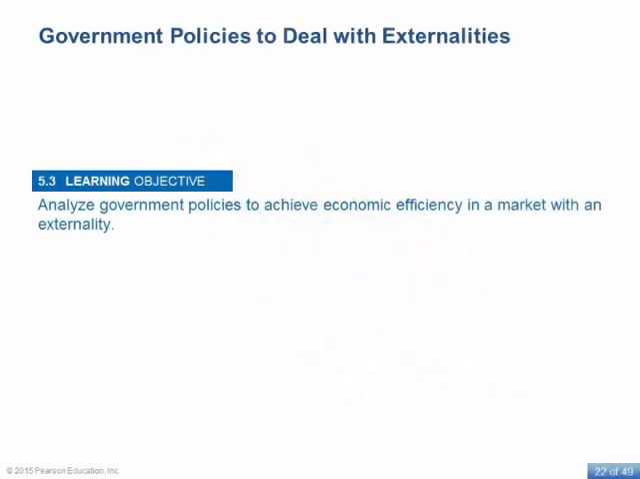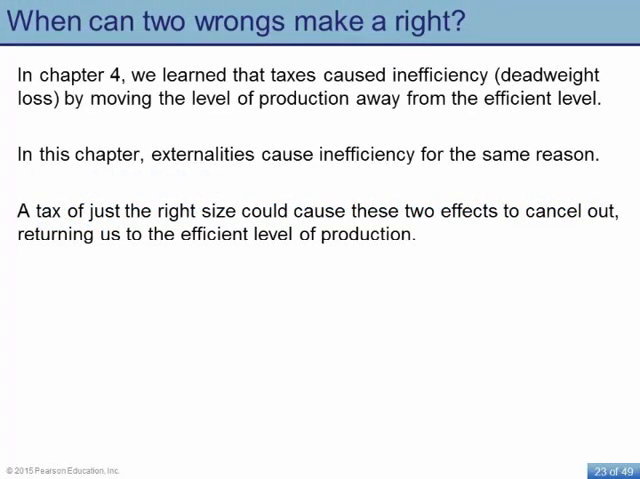Learning Objective 5.3 asks us to look at government policies to deal with externalities. In particular, we want to analyze government policies to achieve economic efficiency in a market with an externality. We learned in a previous chapter, taxes create an inefficient outcome in the marketplace since economic surplus is reduced and deadweight loss occurs. However, we also learned in this chapter, positive and negative externalities also cause economic inefficiency as well.